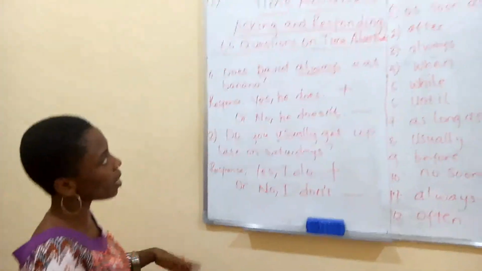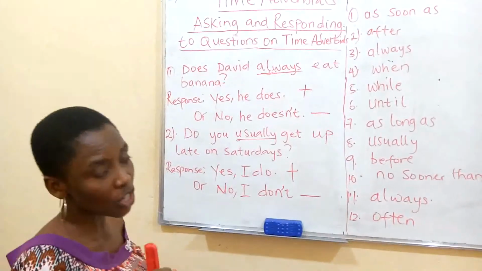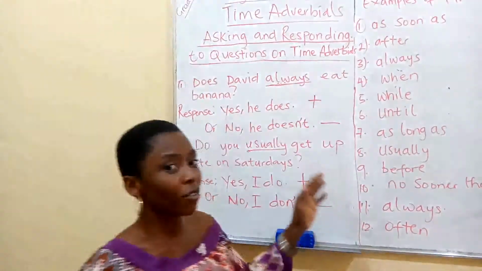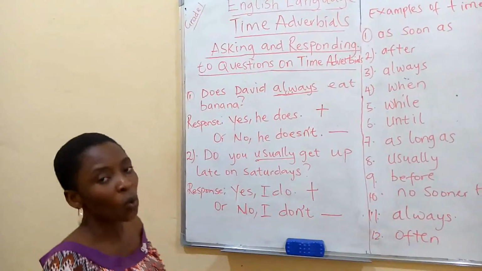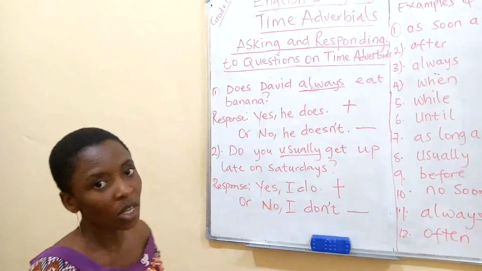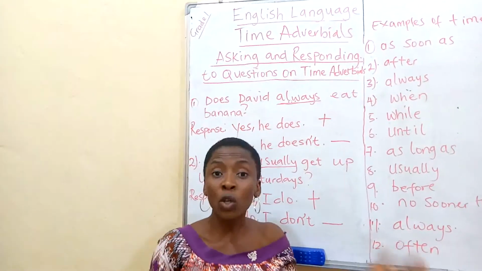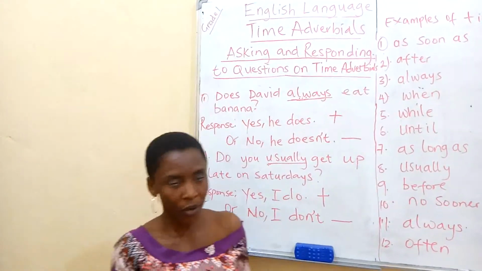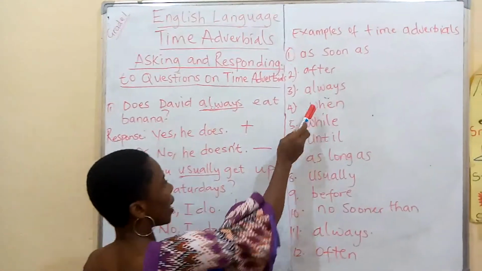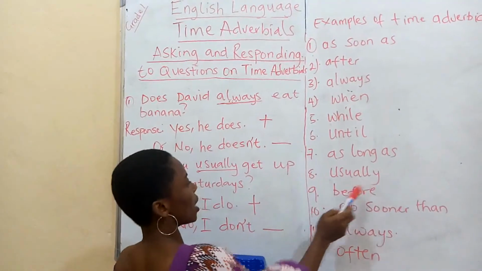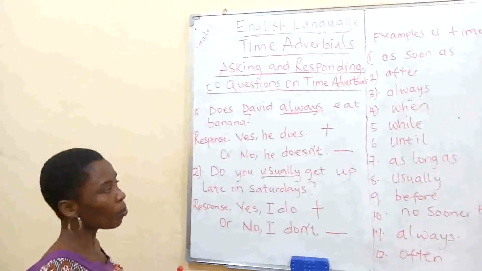Remember, we say time adverbials, asking and responding to questions on time adverbials. The next thing is a short homework, which means we have come to the end of our lesson. Remember, we looked at time adverbials as words that tell us when an action happened, or describe how long or how often an action happened. We saw examples: as soon as, after, always, when, while, until, as long as, usually, before, no sooner than, often. Now we are going to our homework.